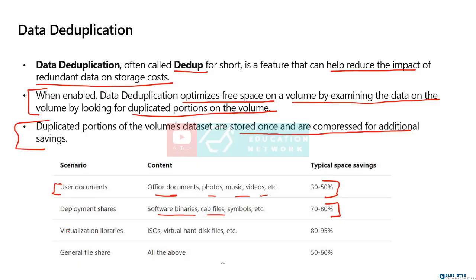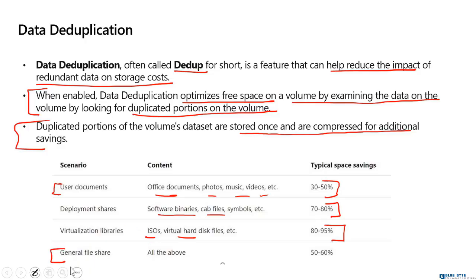If you have virtualization libraries where you just store content that you use to create images, so if you have ISO files, virtual hard disks, that type of content, 80 to 95% space savings. And you're talking, with these ISO and virtual hard drives, individually, each one is going to be several gigs. So if you have lots of ISO files and lots of virtual hard drives, you have an enormous space savings.